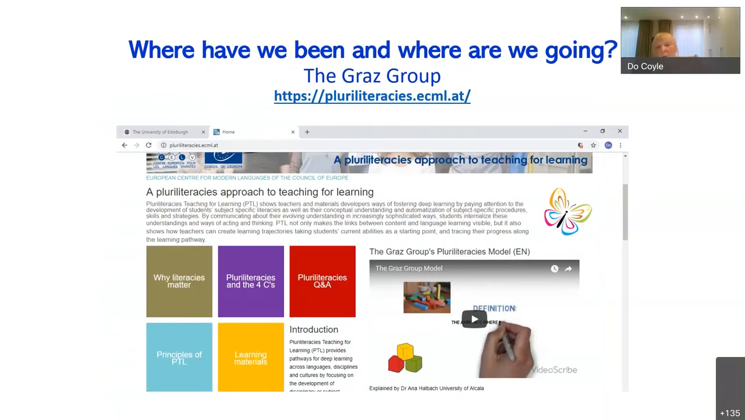So coming to the pluriliteracies model that we've been developing, where have we been and where are we going? The Graz group formed several years ago, thanks to a European initiative. And can I say, and I will always maintain, that anything that is associated with my name has always come about through working with others. So it's not about a few individuals sitting theorizing and then handing it over. The Graz group, and do visit the website, was around bringing together people from all the different interdisciplinary areas, the educators, the teachers, the theorists, the researchers, bringing everybody together to have some really good discussions.